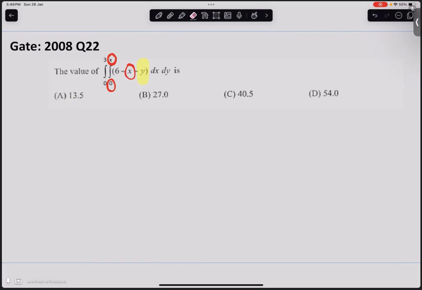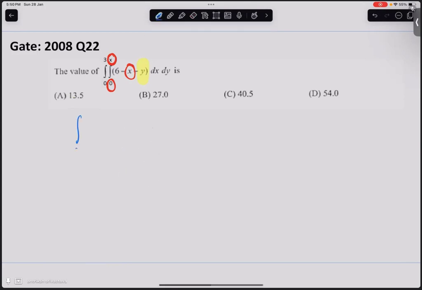What do we mean by that? We mean when you integrate this, you are going to get 6y, right? Similarly, you are going to get xy, because it is 6 into integration of 1, that is y, and x into integration of 1, that is y. Alright, so let's start solving this question now.